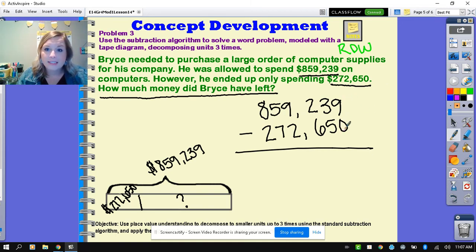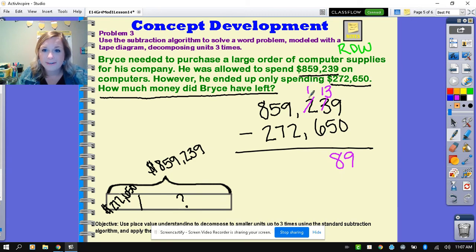9 minus 0, my big number's on top, so I do not stop. I can go ahead and subtract. If I have 9 and I take away nothing, I'm left with 9 still. 3 minus 5, I can't do that. So big number on the floor, I go next door. I make this 2 into a 1 and this 3 into a 13. So now I can subtract. 13 minus 5 is 8.